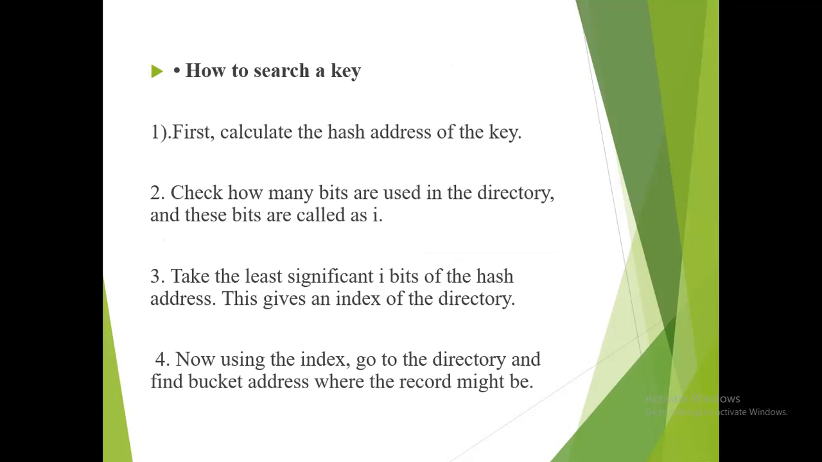How to search a key? Calculate the hash address of the key. Check how many bits are used in the directory, and these bits are called i. Take the least significant i bits of the hash address. This gives an index of the directory. Now using the index, go to the directory and find the bucket address where the record might be.